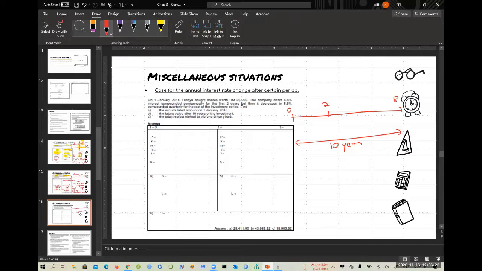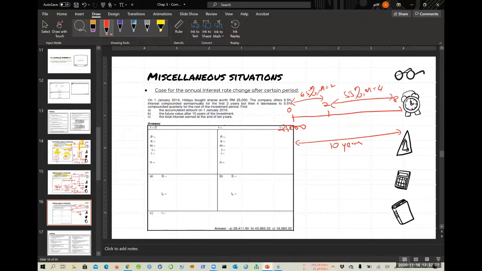For 0 to 2 years, so from here to here, the interest is 6.5%, M equal to 2. And for this part, the interest is 5.5%, and M is equal to 4 because it is compounded quarterly. And the investment is starting with 25,000. So here you start with 25,000. There's no additional value or no withdrawal in the middle. So this gives you some idea that there might be a fourth situation.